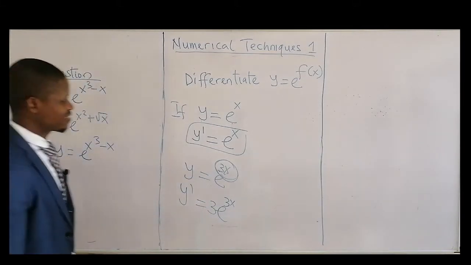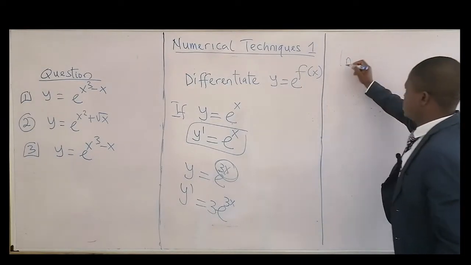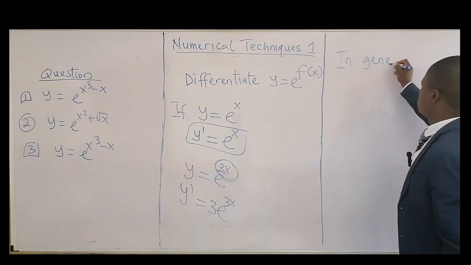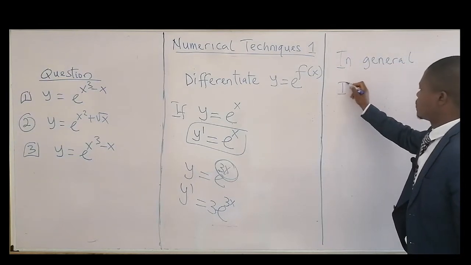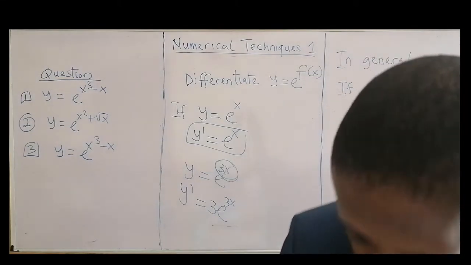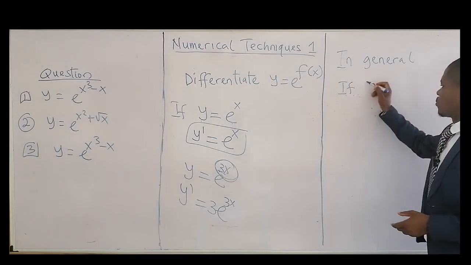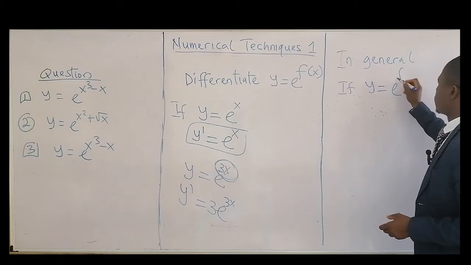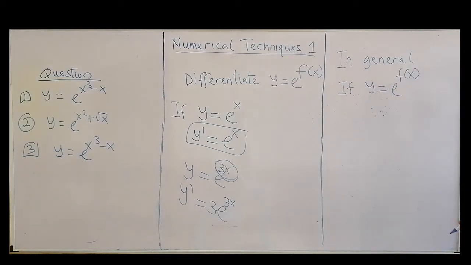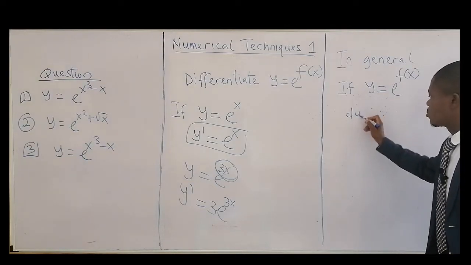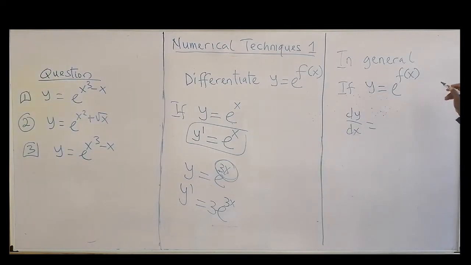So in summary, in general, if y is equal to e to the power f of x, where f of x could be anything, your dy dx will be equal to the exponential with the power, and then times the derivative of that power, which is f prime of x. Let's see applications to this.